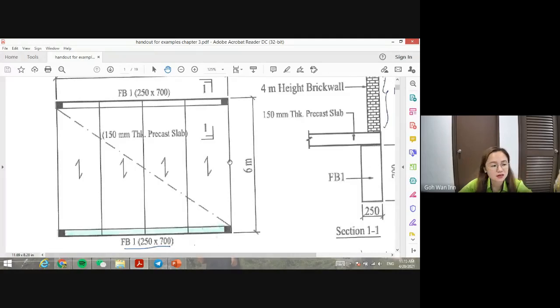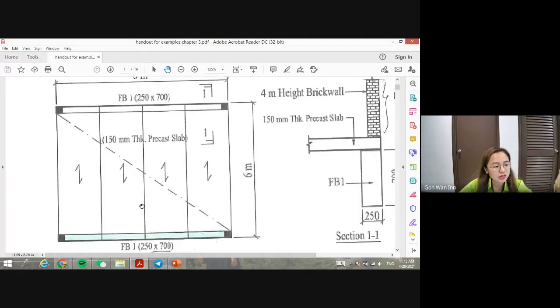One way, because this precast slab is made one by one, so the load will not distribute to another slab beside it. So that's why it becomes like one piece. It will only distribute to the beams FB1 here and FB1 here on this side, so only to these two beams. They distribute only half.